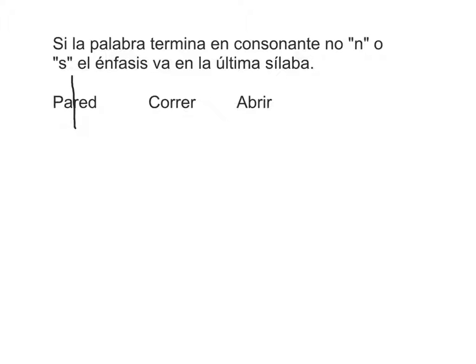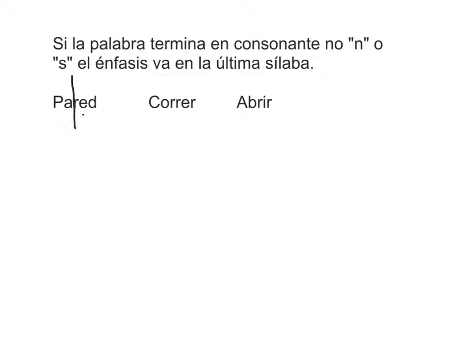We divide it right between here, pa-red. When I pronounce the word pared, my voice goes up on the E. And it is always on a vowel that it goes up. It's not on a consonant. It always goes up on a pared. So because it follows the rule, the D is a consonant, and the stress goes on the last syllable, no accent. Correr. Okay, if you go correr.